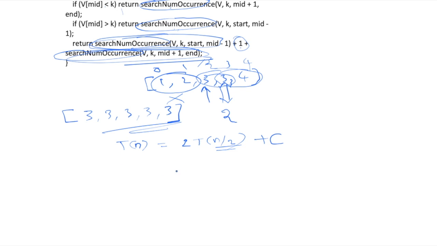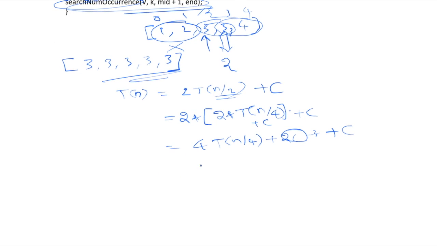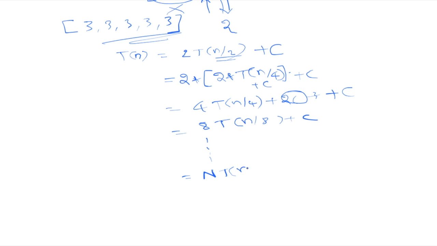Now let's substitute T of n here again. If we substitute n by 2 in this formula, what we get is 2 into T of n by 4 plus c. That means 4 into T of n by 4 plus 2c. Again this 2c we can treat as a constant, so we can say plus c only. Similarly, if we substitute again, we get 8 into T of n by 8 plus c, and so on. If we substitute down to n, we get n into T of n by n, which is T of 1. So n into T of 1 plus c.